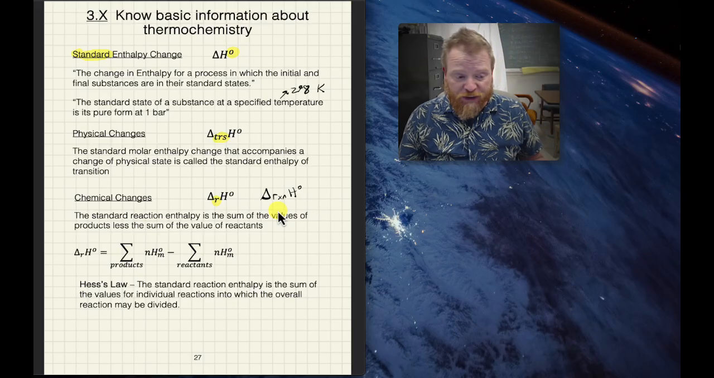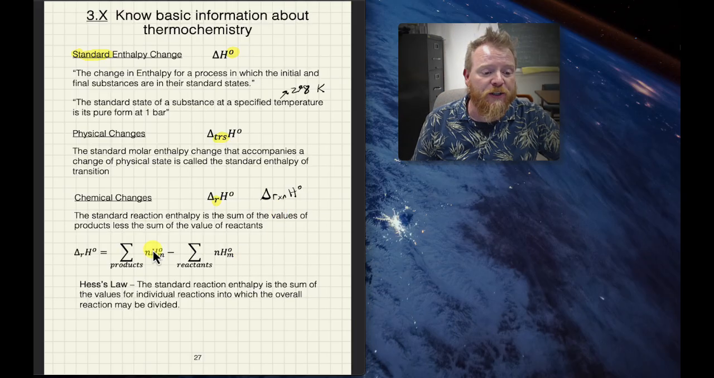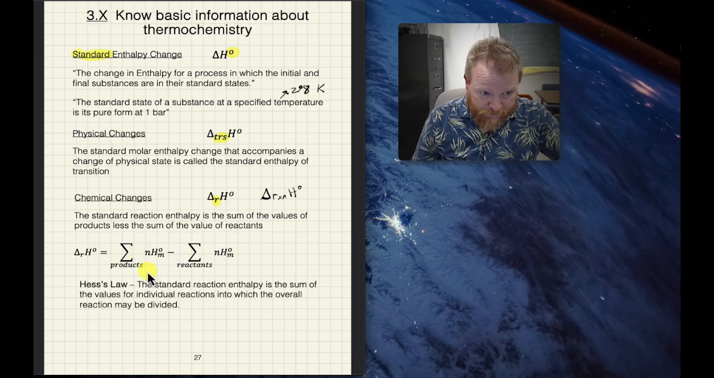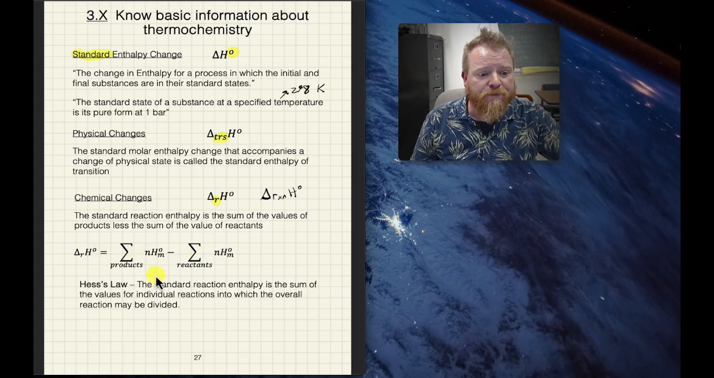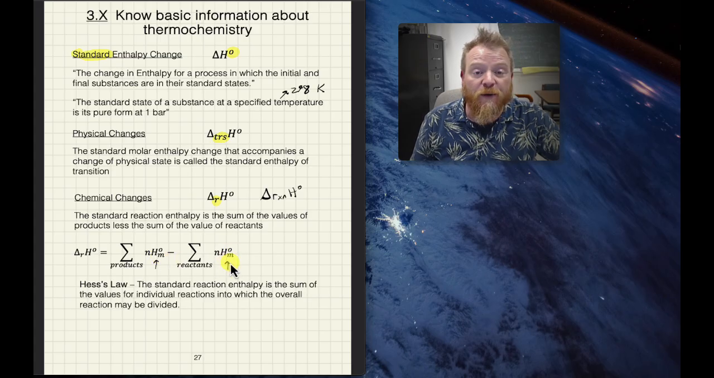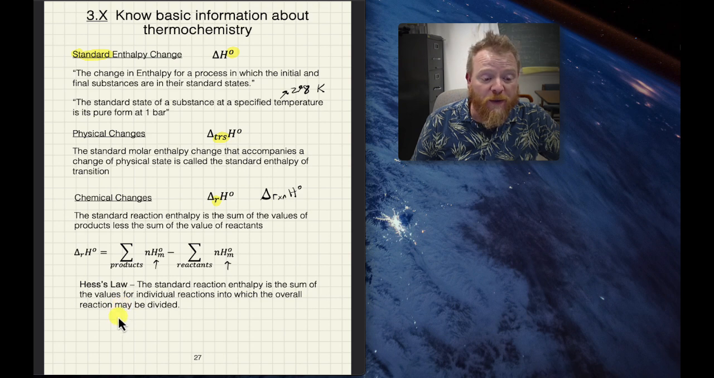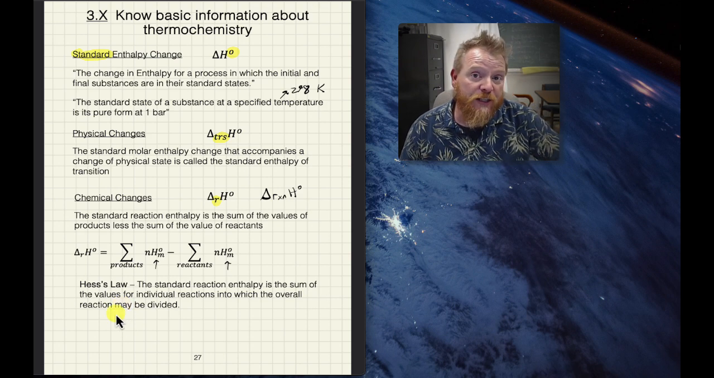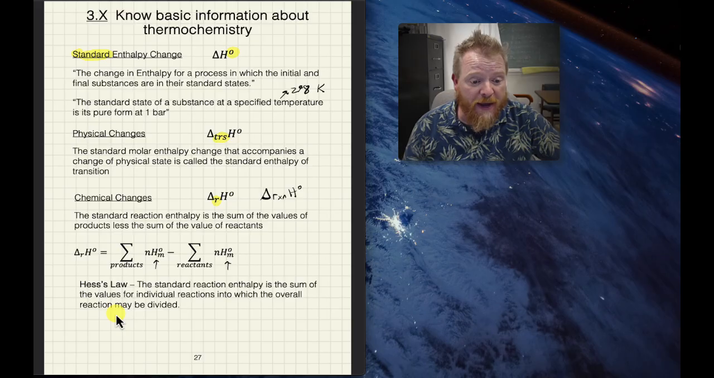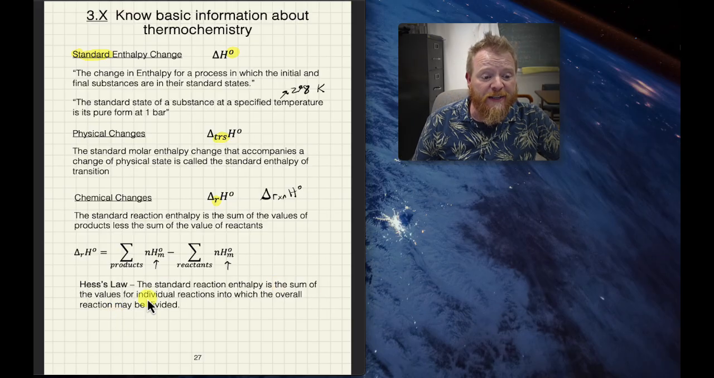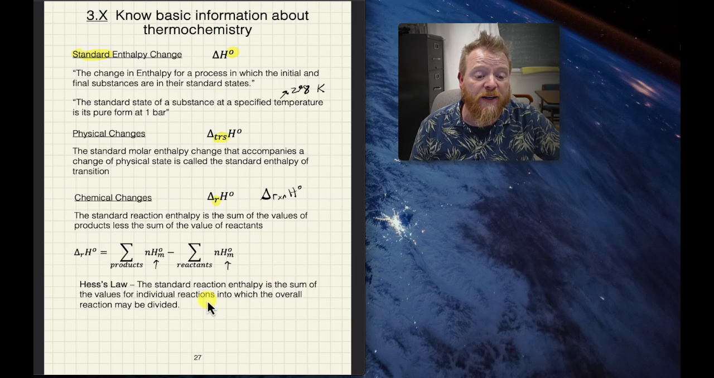And recall that calculation goes the sum of all of the products. So we look at the standard enthalpy of formation of the products, and we'll talk about that here in a moment, times the number of moles, minus the standard enthalpy of formation of the reactants times number of moles. And those numbers of moles are coming from our balanced chemical reaction. Also, in the case of a complicated chemical reaction, something with several steps in its mechanism, the standard reaction enthalpy is the sum of all of the values of the individual reactions.